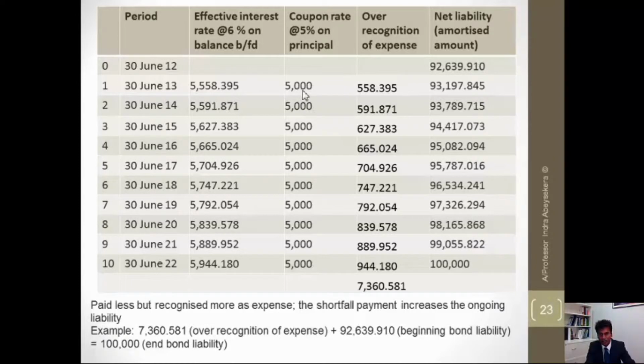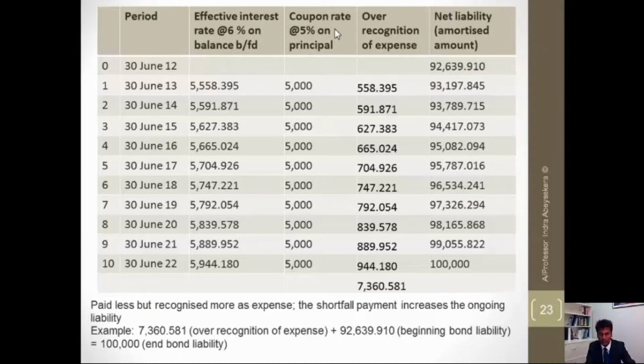That means the company is paying less cash than what the market requires. If it is paying less, then the liability keeps increasing. So the difference, the amount that was not paid, which is 558.395, adds to the liability. So at the end of the first year, the liability becomes 93,197.845.